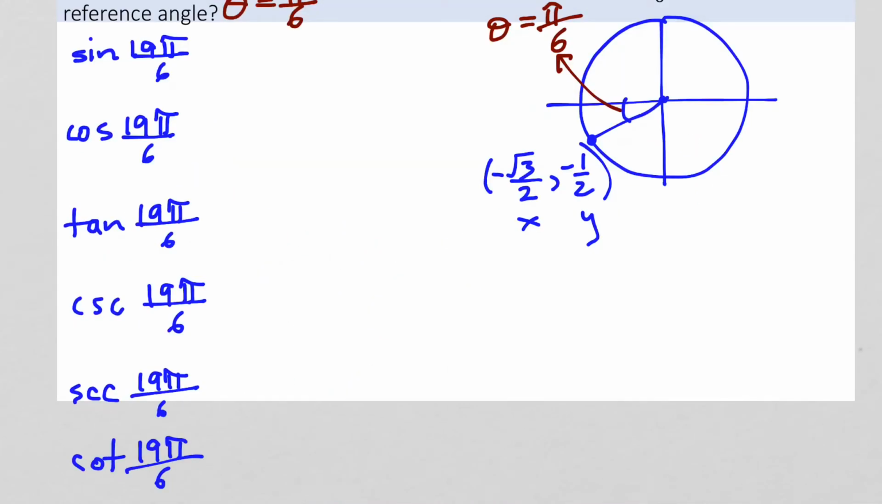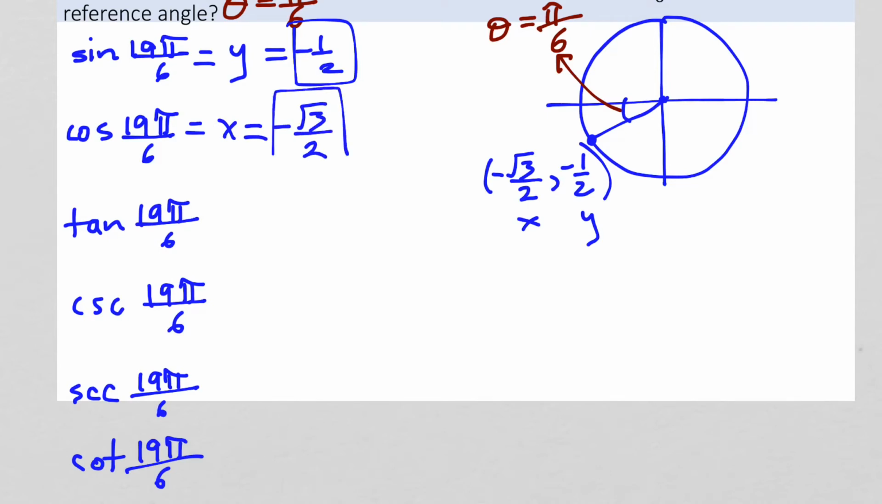All right, so let's do it now. So the sine of 19 pi over 6 is your y-coordinate. Your y-coordinate is negative 1/2. Your cosine is your x-coordinate, which is negative root 3 over 2. Your tangent is your y over your x. So that's negative 1/2 divided by negative root 3 over 2.